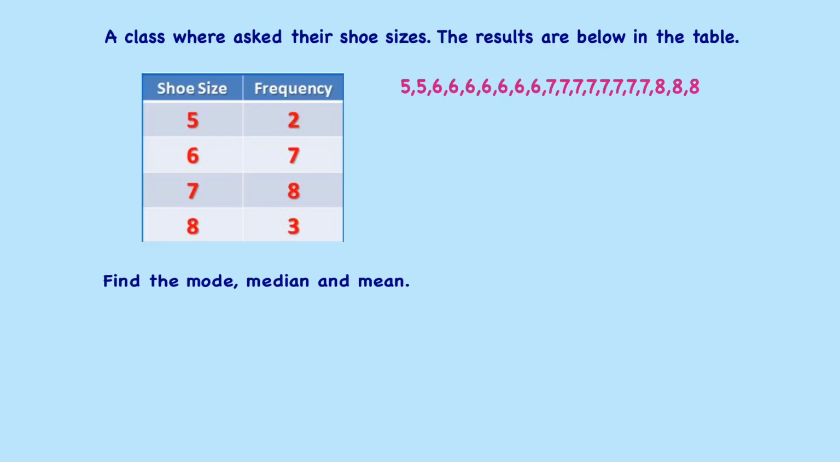So we want to find the mode of this. You can see that the number 7 occurs the most often. 1, 2, 3, 4, 5, 6, 7. There are 8 sevens, so that is the most common number.